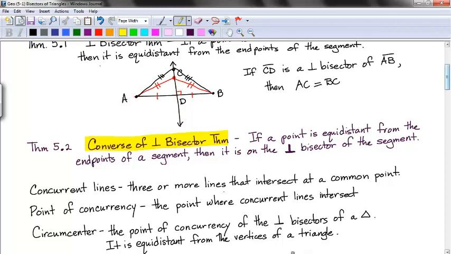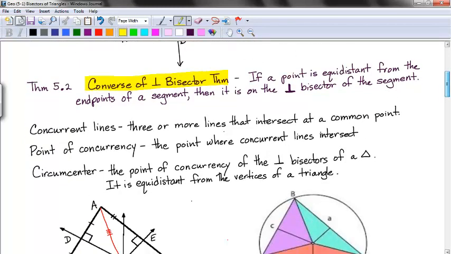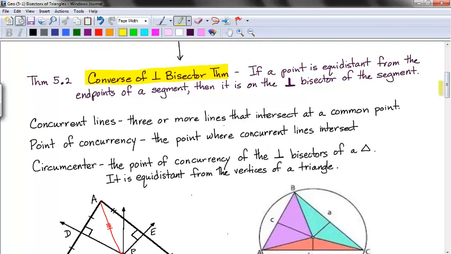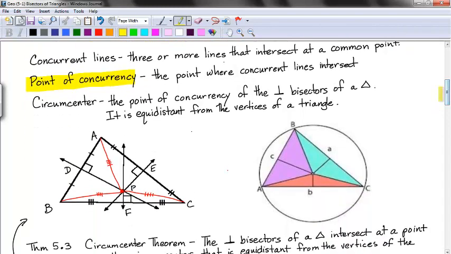That's not too bad. Okay, then they talk about concurrent lines. Concurrent lines are three or more lines that intersect at a common point. So three lines that intersect at a common point, and the point where they intersect is called the point of concurrency. Okay? Now, there are some special names for centers of triangles.